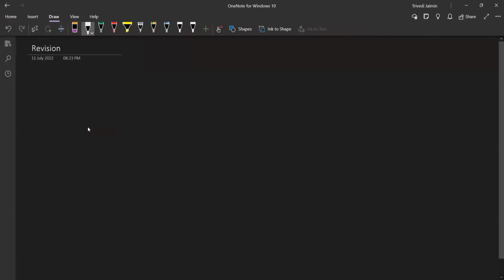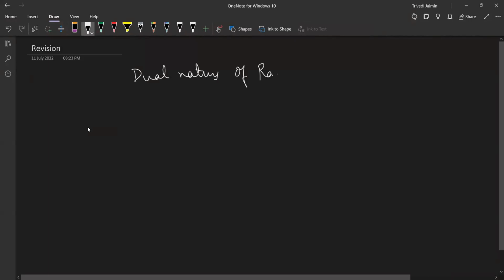Then let's have a quick revision for this one topic: dual nature of radiation and matter. Okay, so first of all, what is this? What is photoelectric emission?